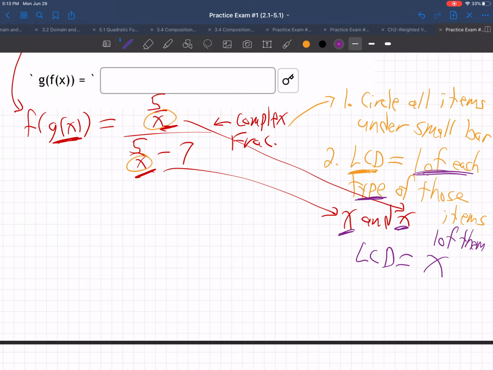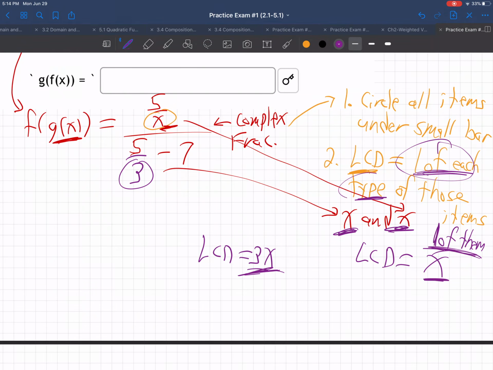You don't use both to make it x squared. Now, if the other one was something different, like it was y, or it was a number like 3, then the LCD would be x and 3. I'd probably put the 3 in the front, doesn't really matter. 3x. Is that making sense? So you circle all the items under the little bars, and then you use one of each type. Put it all together, that's the LCD. It'd be 3x if we had a 3 and an x. But if we just have an x and an x, it's just x. We don't use them both. We don't make x squared because we only use one of each type.